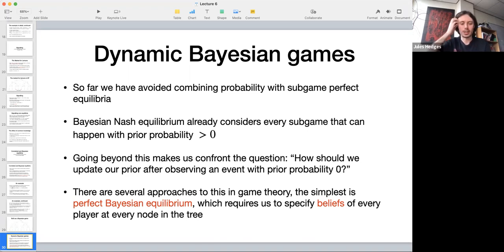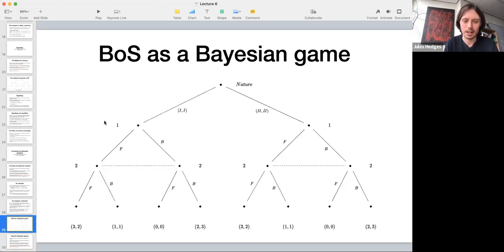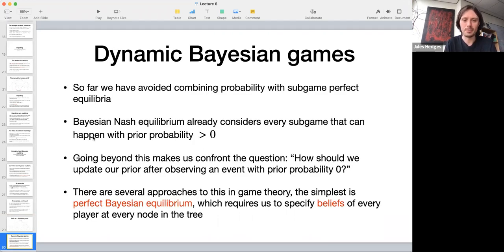Okay, this last slide is a kind of addendum to this week's topic. This is, and now for something completely different. So far, we've carefully avoided combining subgame perfect equilibria with basically any kind of probability. Particularly for Bayesian-Nash equilibrium, we've been thinking about subgames, namely states, combinations of types the players can be in, as kind of like subgames. Like here, if you look at this tree, this is a subgame and this is a subgame, and these are the two things that nature can do. So they're like states. But we only consider subgames that can happen with positive prior probability, rather than all possible subgames.